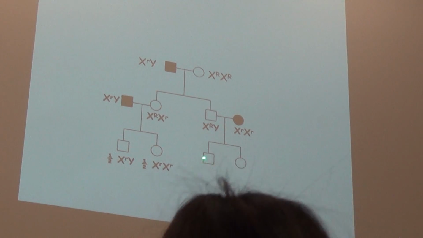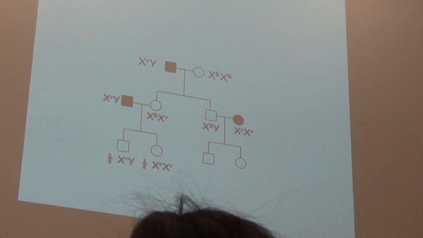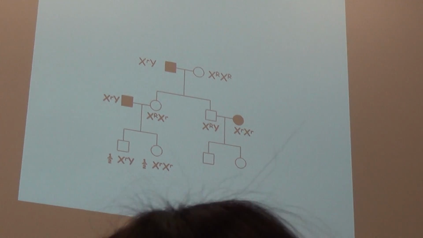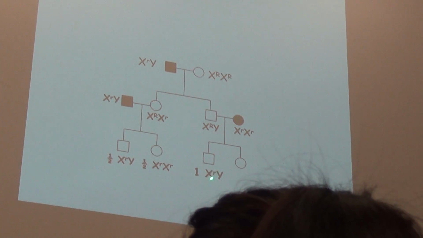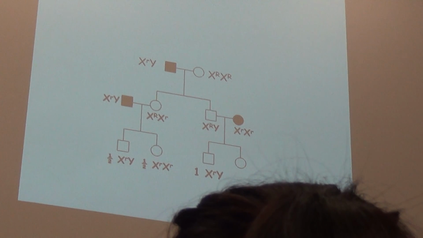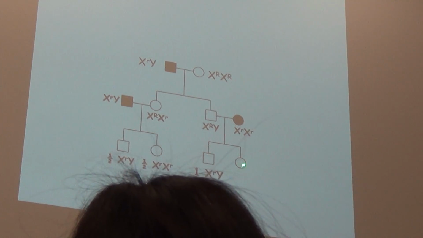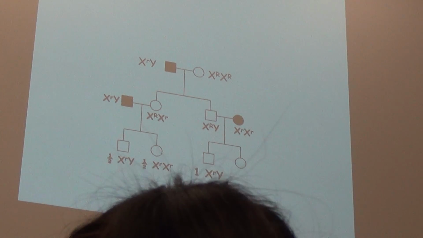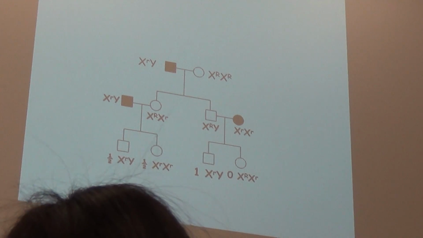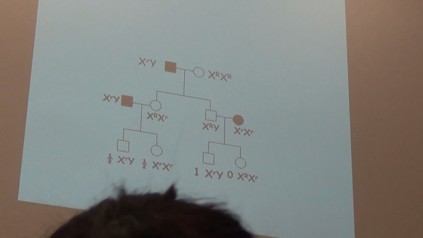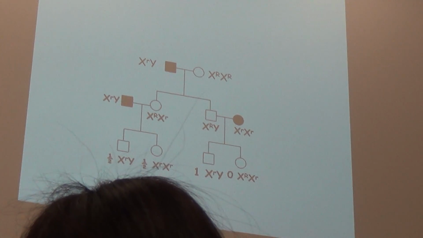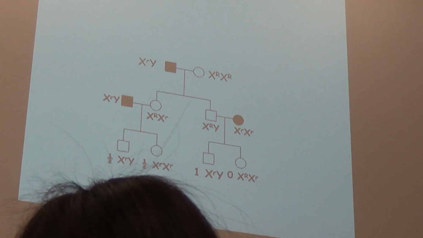What about this son? What's the probability of this son being affected? 100%, correct. So probability of the son being affected will be 100% because this mother here is homozygous recessive. And what's the probability of this daughter being affected? 0. Because she will get the X big R chromosome from the father, right? Yes?